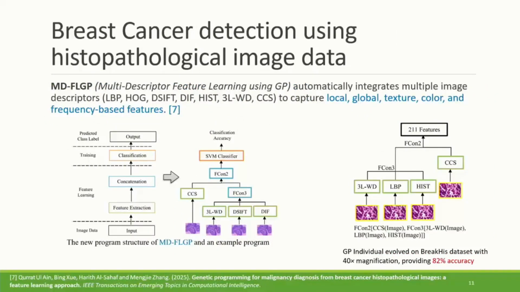From histopathological data, we have again developed this multi-tree approach, this structure of GP, to help identify particular patterns inside histopathological images, which are quite dense tissue images.